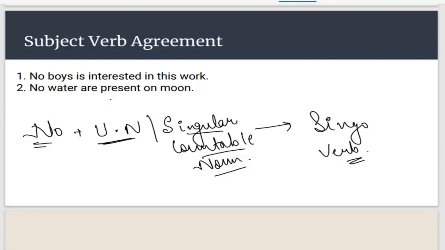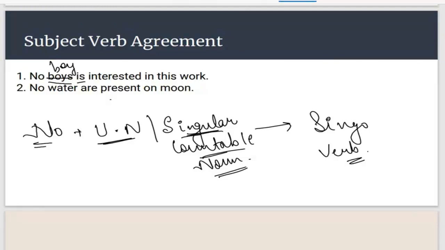In sentence number 1, no boys is interested in this word. Now boys is singular or plural? Boys is plural. But what do we need to use? Singular or plural? We need to use singular. So we will use the singular form of boys, that is boy. And a singular verb has been used in the sentence. So the right sentence will be, no boy is interested in this word.